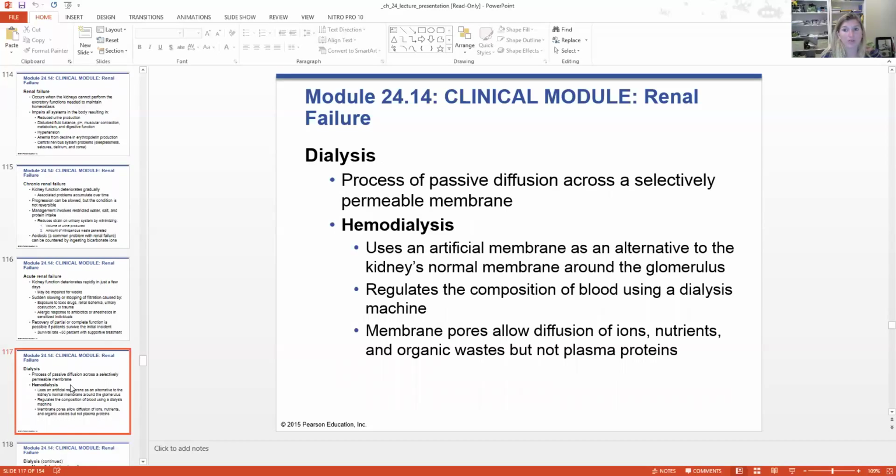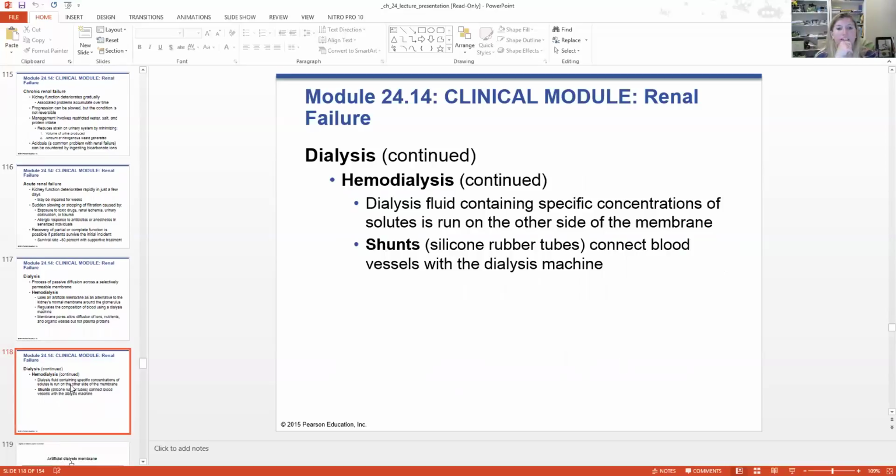Dialysis is one of the solutions for renal failure. It's where you're passively diffusing the solutes across a selectively permeable membrane. So you're basically going to an artificial kidney and having this artificial machine filter your blood for you. Hemodialysis uses this artificial membrane to act as a kind of alternative to your body's own glomerulus, regulating the composition of the blood. Typically someone that has kidney failure and is on kidney dialysis has to go every 2 to 3 days to a clinic to undergo dialysis.